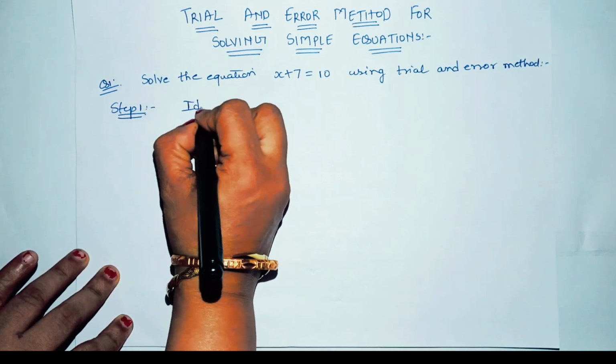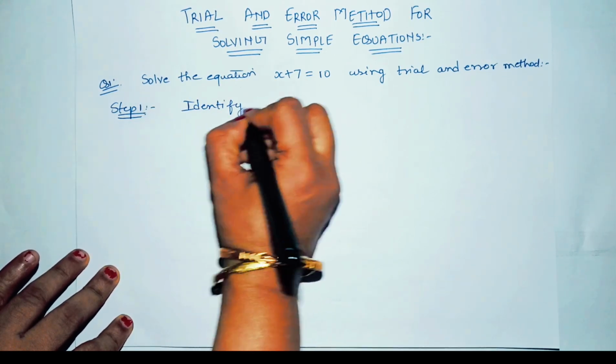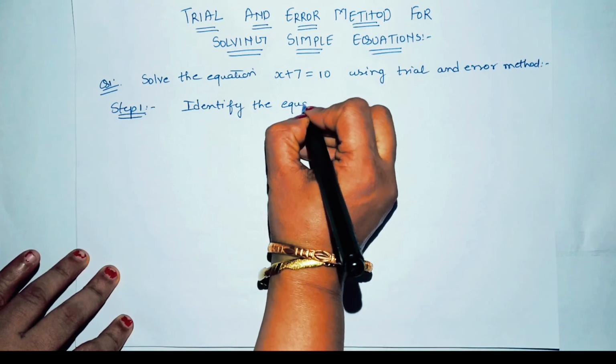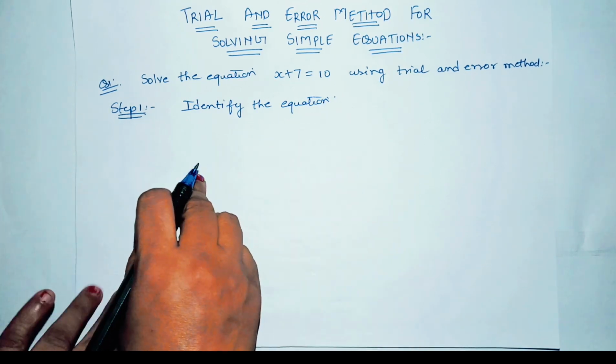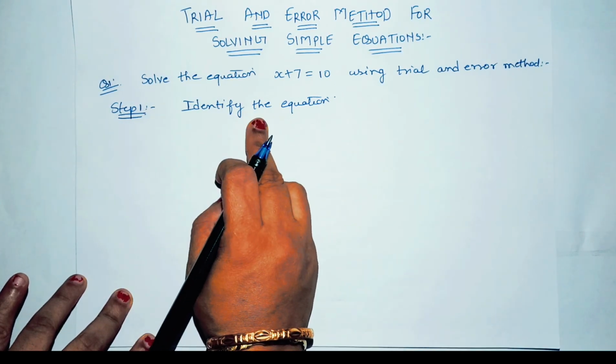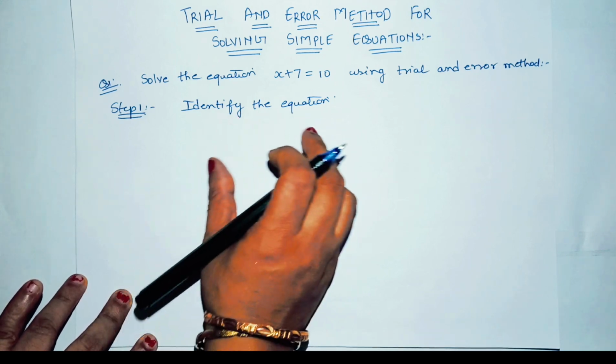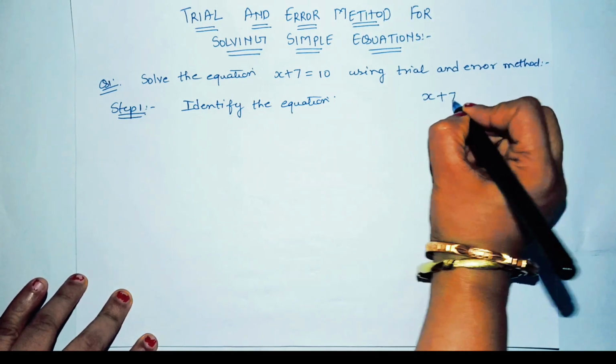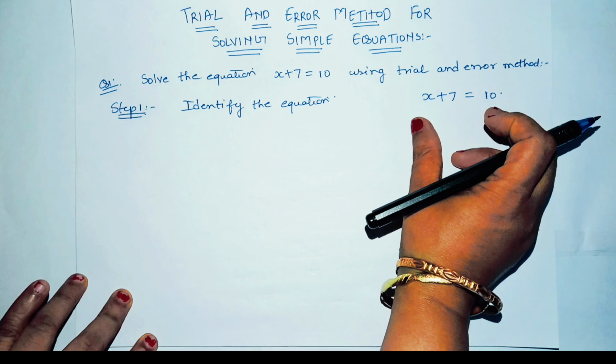First, identify the equation. Identify the equation means what? You have to write down the equation you want to solve. That is called identifying the equation. So I have noted down the equation.